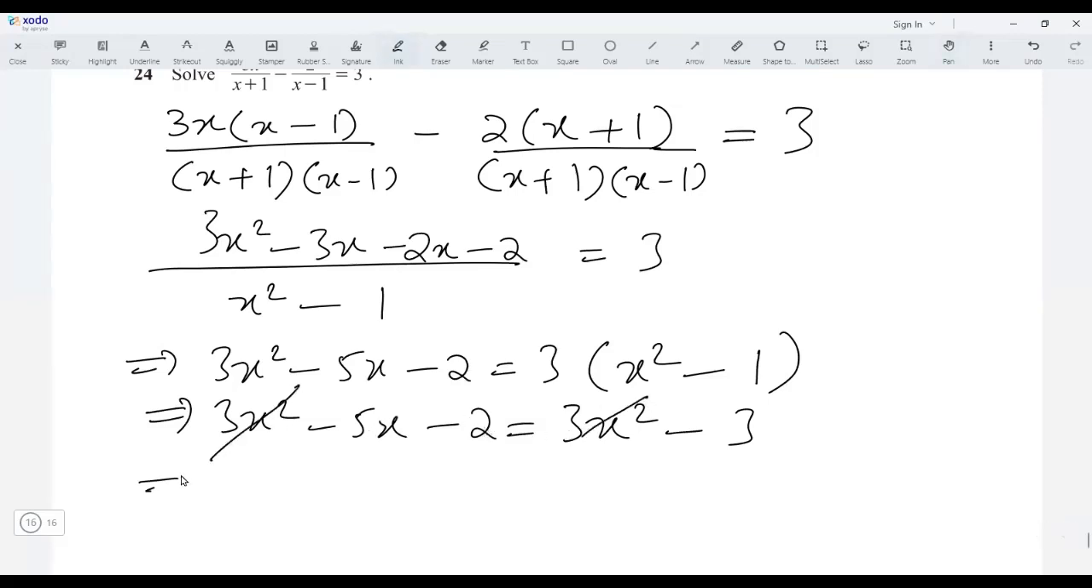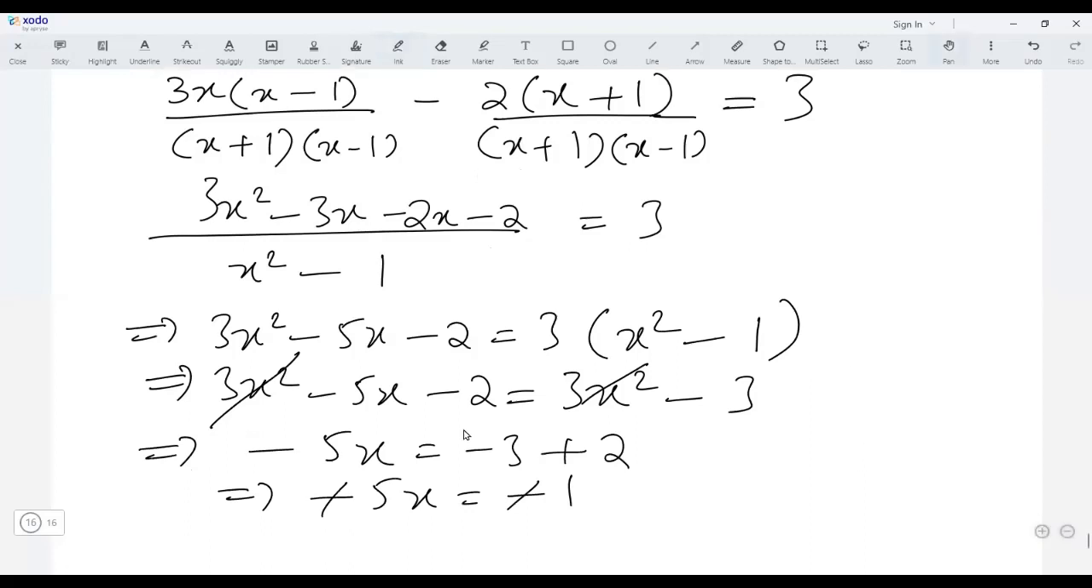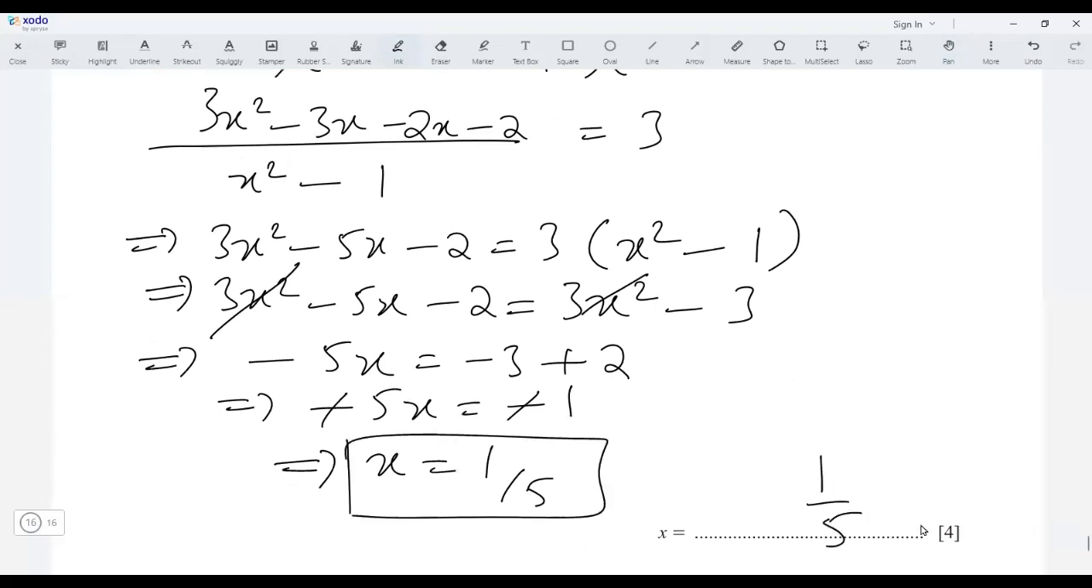So simplify further. Bring the constant onto the right hand side. Minus 5x equals minus 3 plus 2. So minus 5x equals minus 1. Both negative signs will be cut. So 5 is to be divided onto the other side. So this is the final result, it's 1 over 5. So this is the last question of this paper.